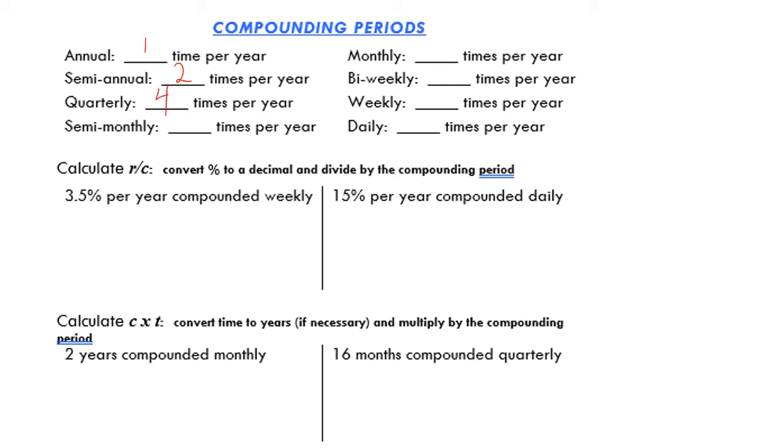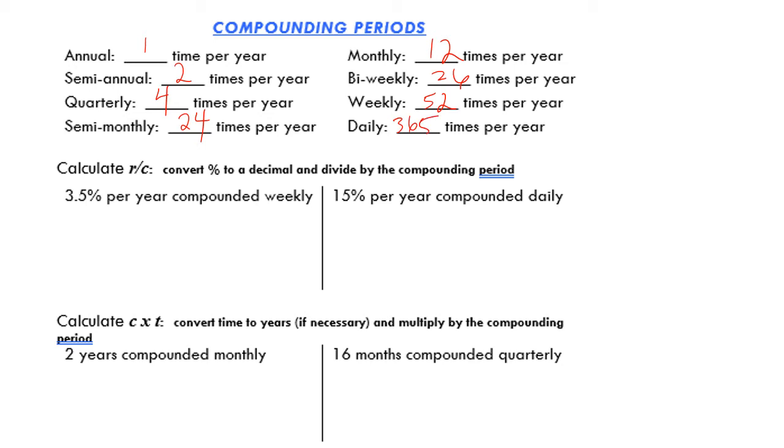Semi-monthly. Now we didn't do this one, but semi-monthly means every half month. So there's 12 months in a year. How many half months are there? 24. Monthly, 12 times a year. Bi-weekly, every other week is 26. Weekly, 52 weeks in a year. Daily, 365 days a year.